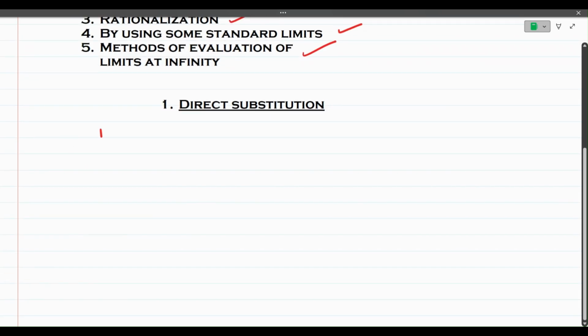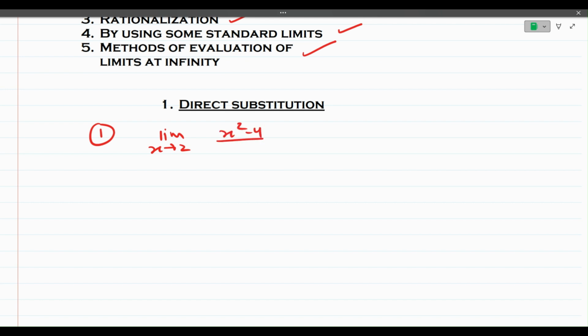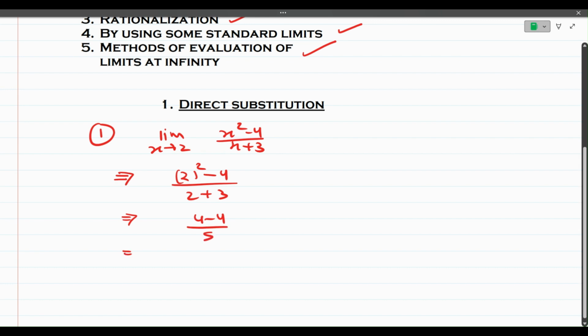So there are functions like, for example, limit x tends to 2, x squared minus 4 over x plus 3. Such functions at a particular value are defined and continuous. Also, by substituting the value in the function, you don't get an indeterminate form. So we can directly plug in the value, and it will be 2 squared minus 4 over 2 plus 3, and that gives you 4 minus 4 over 5, that's 0.